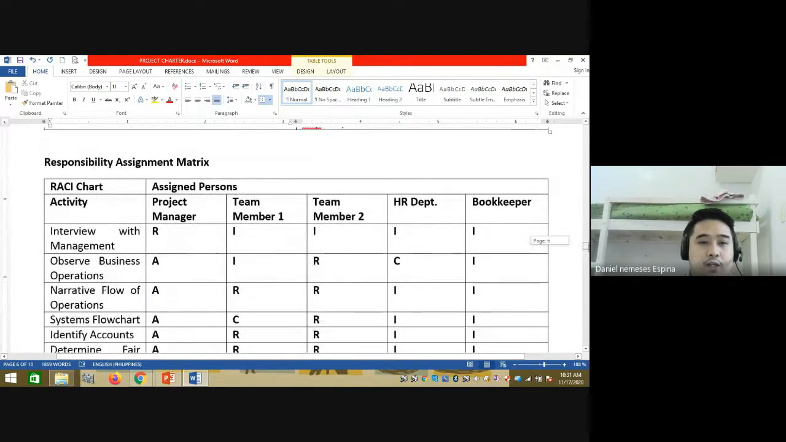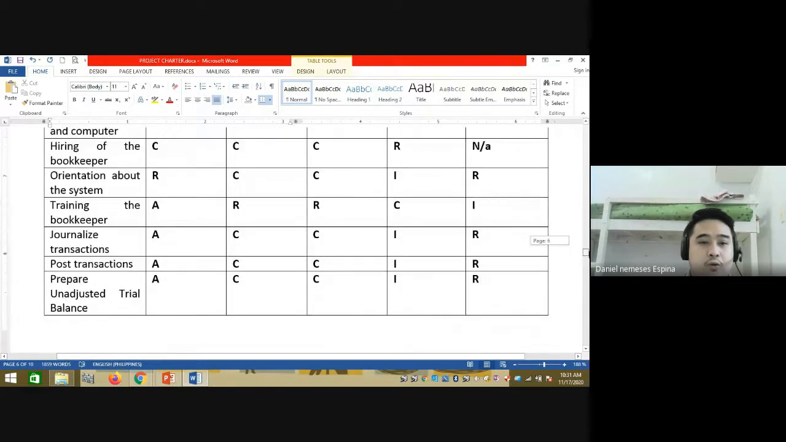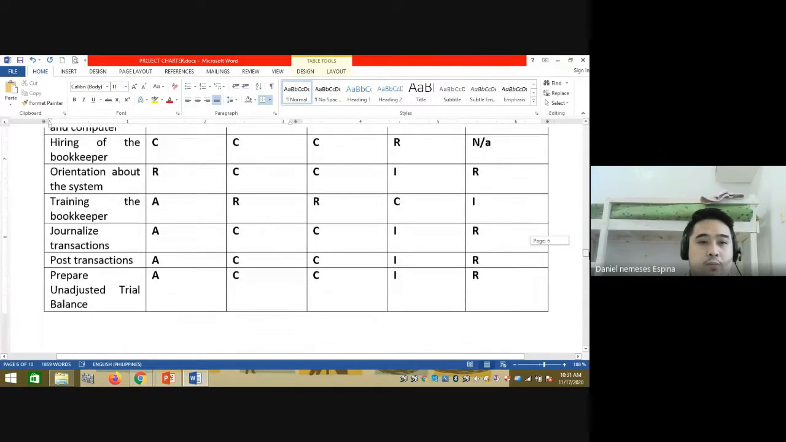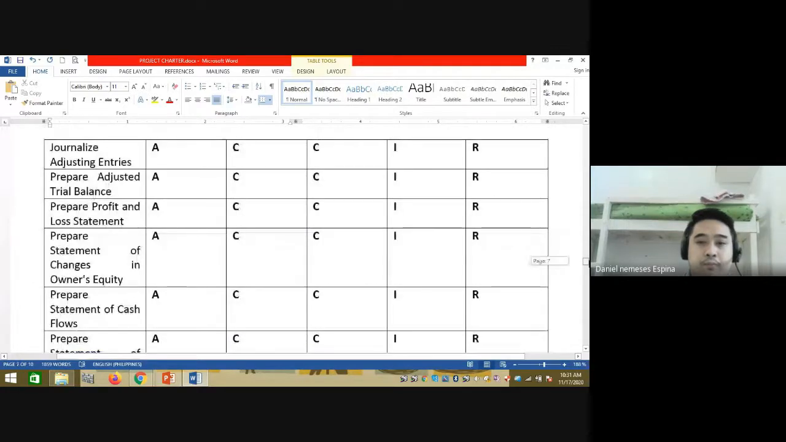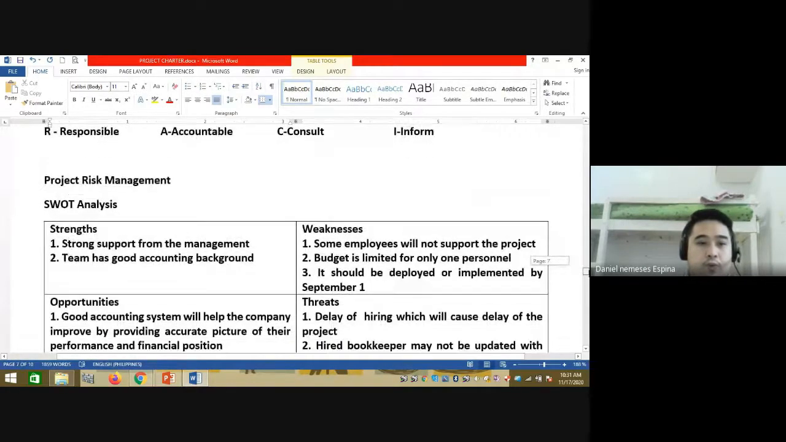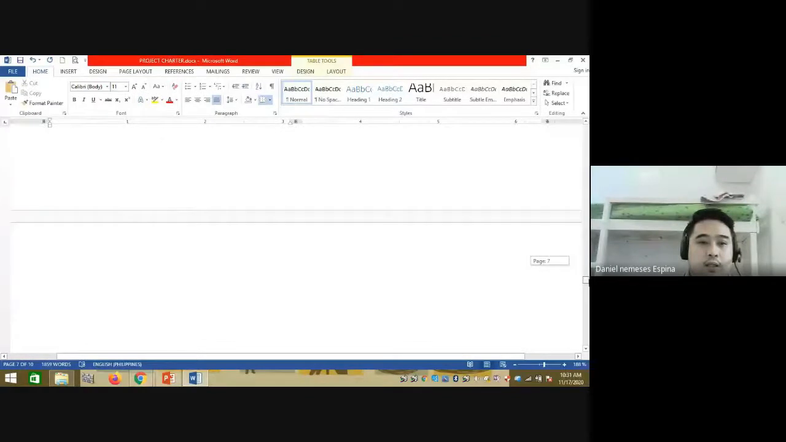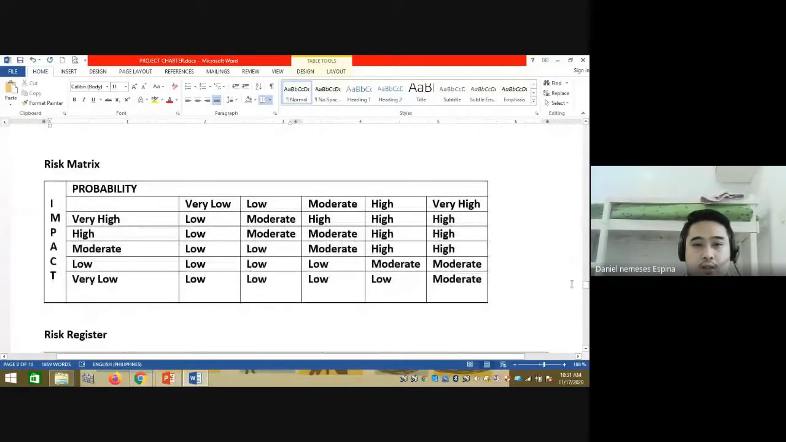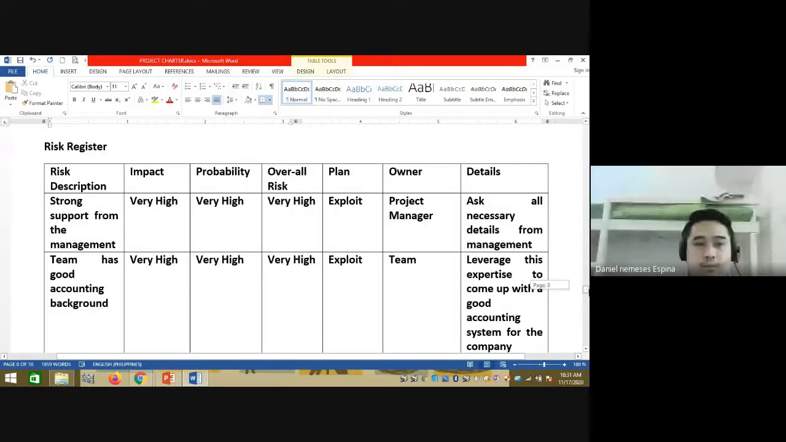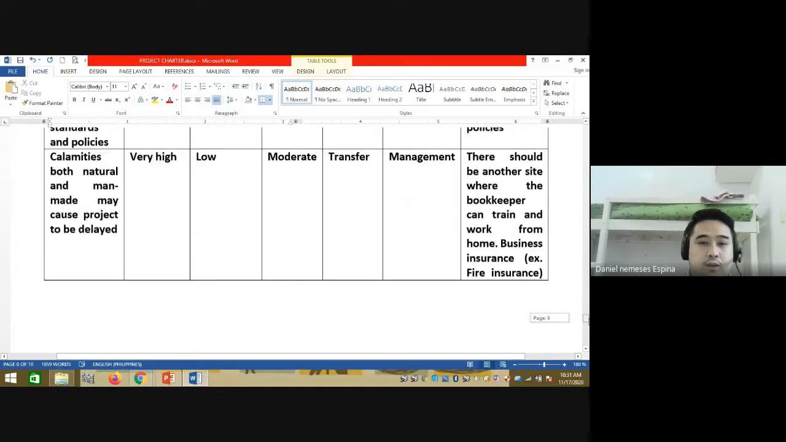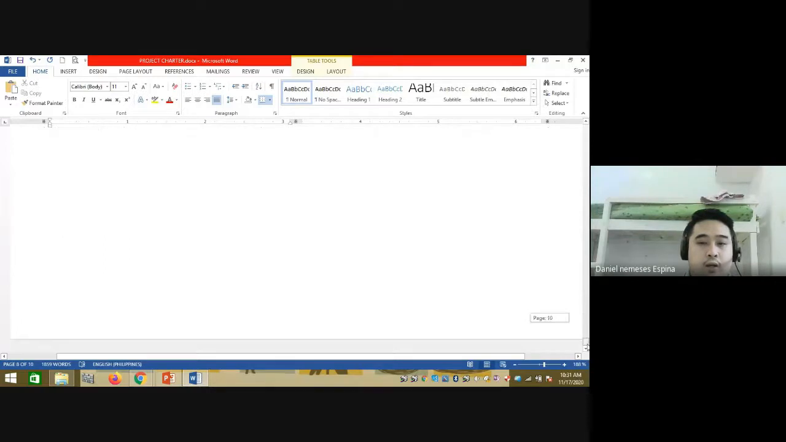I have the responsibility assignment matrix, okay, the RASI chart: Responsible, Accountable, Consult, and Inform. We have the project risk management. I first conducted a SWOT analysis, and then I have the risk matrix, then the risk register. Okay. I think that's the last output for the project charter.